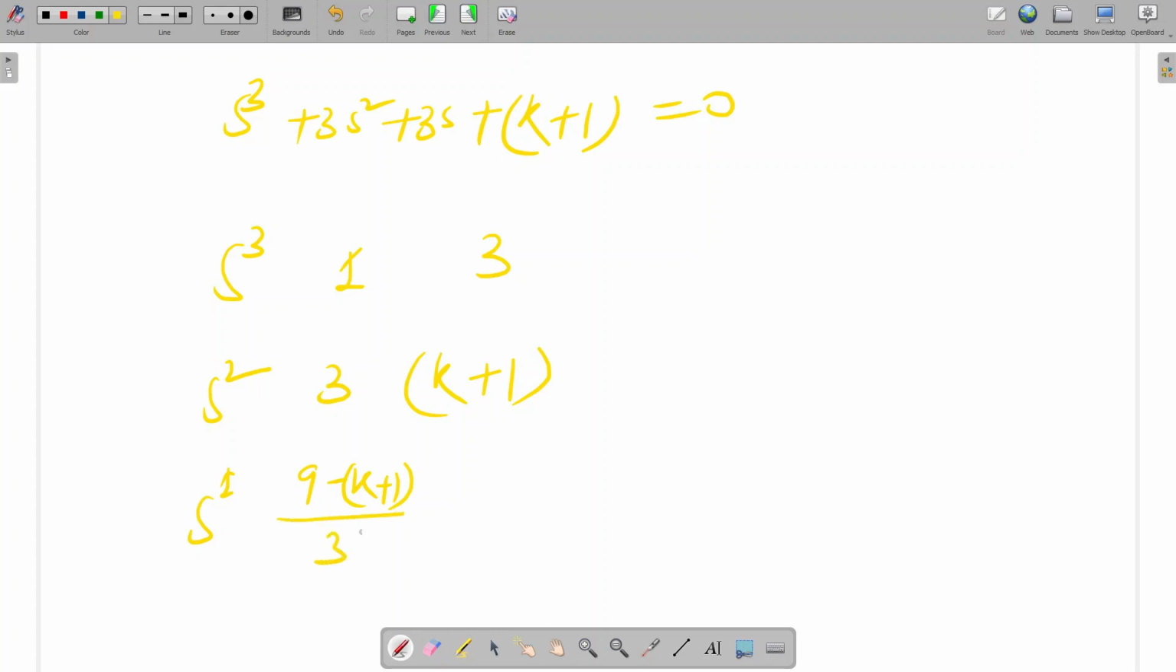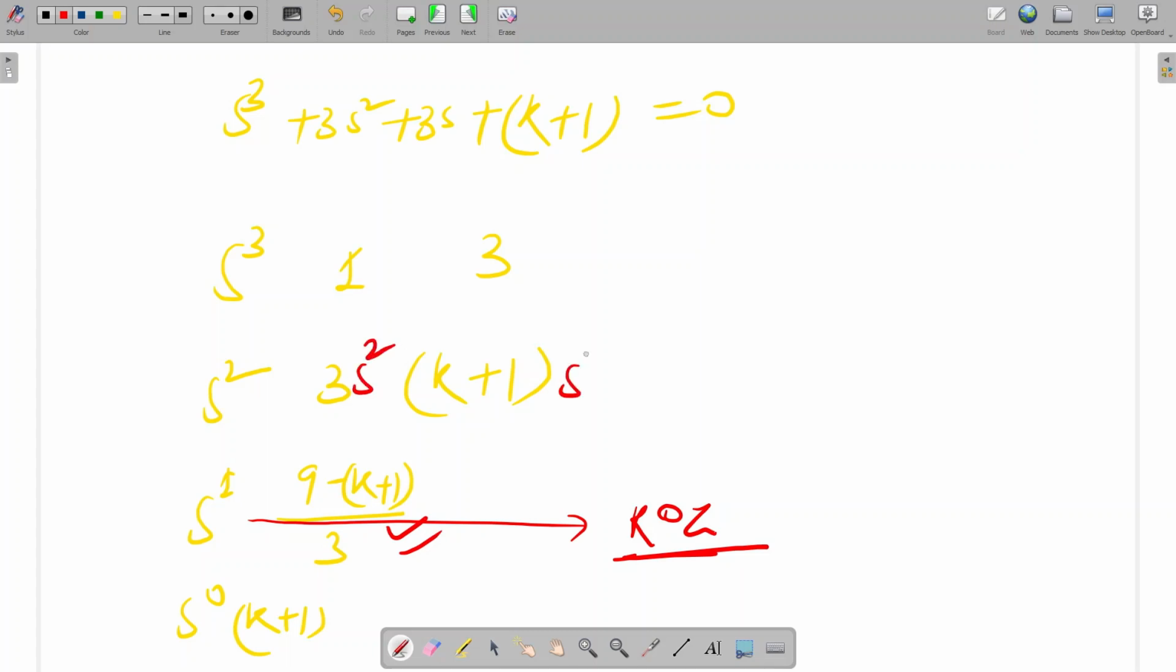And this is s⁰. This will be k + 1 only. So for marginal stable, this value should be 0. Stable means it should be greater than 0. Marginal means it should be equal to 0. Equal to 0 means this will become the row of 0, correct? For marginal stable, if this row is 0, the auxiliary equation will be 3s² + k + 1 = 0.